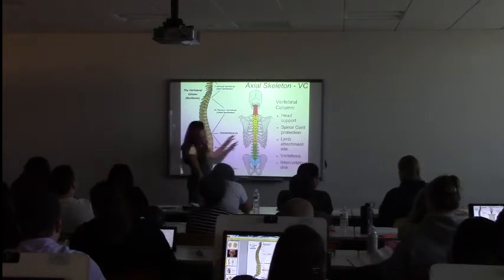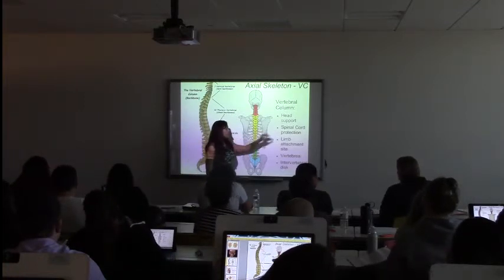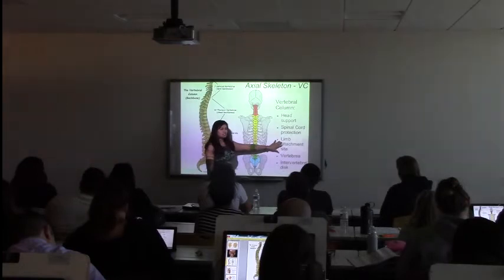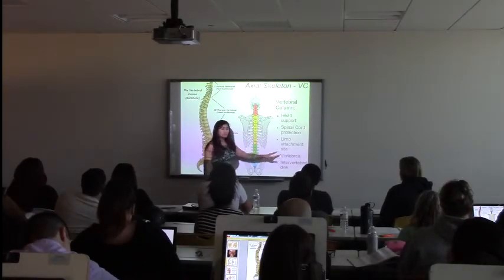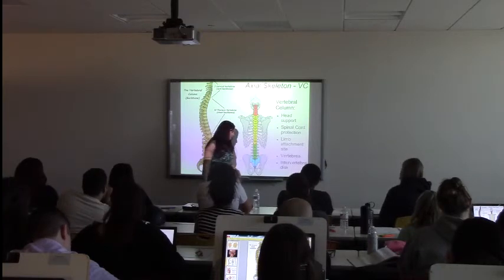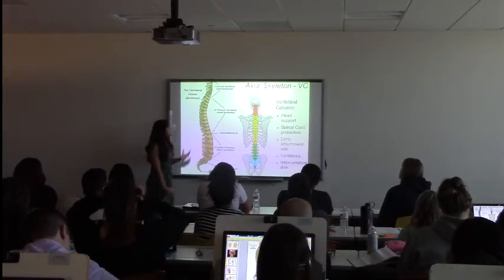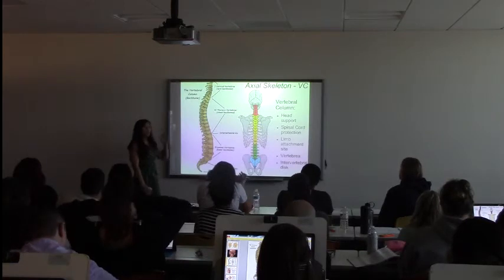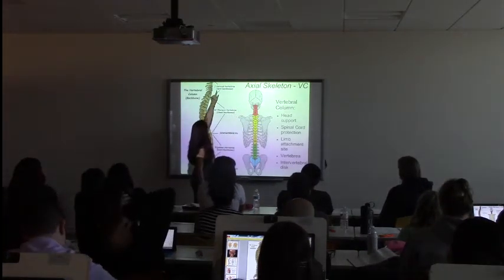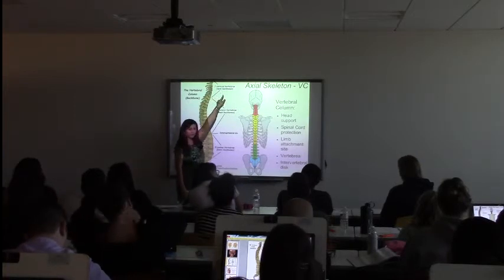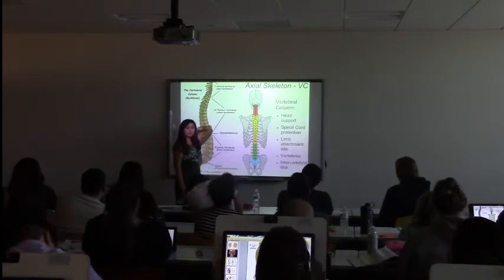Function of the vertebral column: support your head, protect your spinal cord, and provide attachment for the limbs. Between each vertebra, you have an intervertebral disc. Now, the vertebral column has different sections. The neck region, which is right here, is called the cervical vertebrae. There are 7 cervical vertebrae which make up your neck.